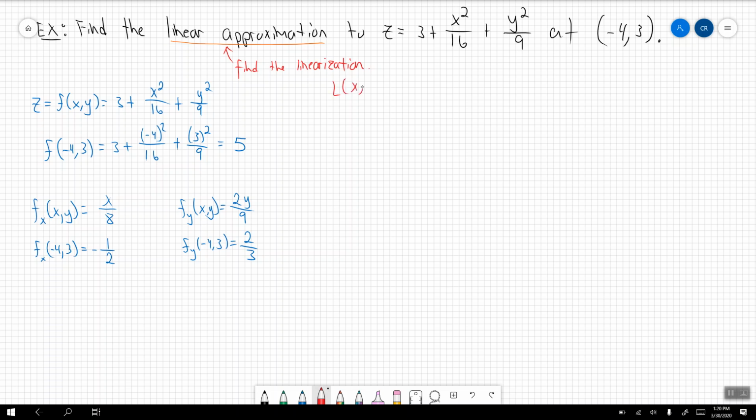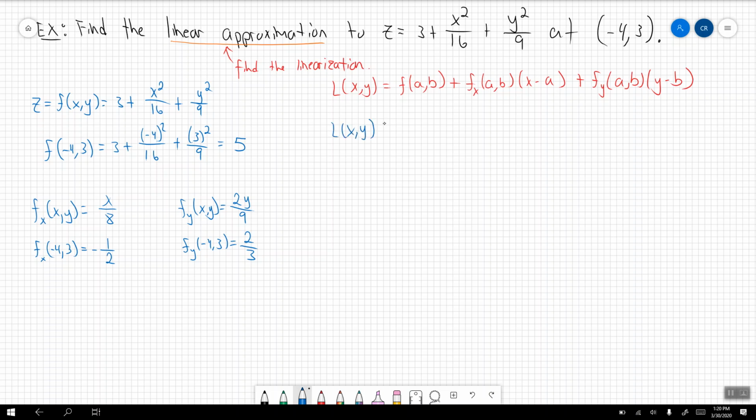The linearization in terms of x and y is going to be that function value that we found, f(a, b), plus the partial of the function with respect to x at the point (a, b) multiplied by x minus a, plus the partial of the function with respect to y evaluated at (a, b) multiplied by y minus b. So let's make those substitutions.